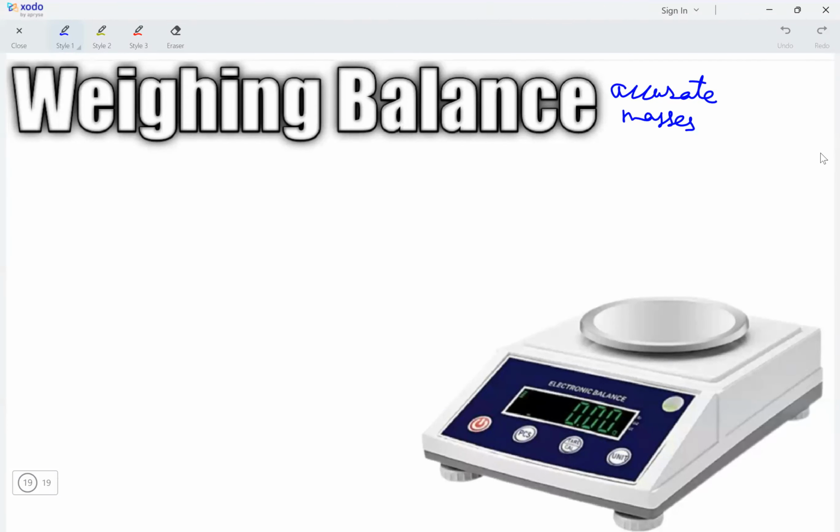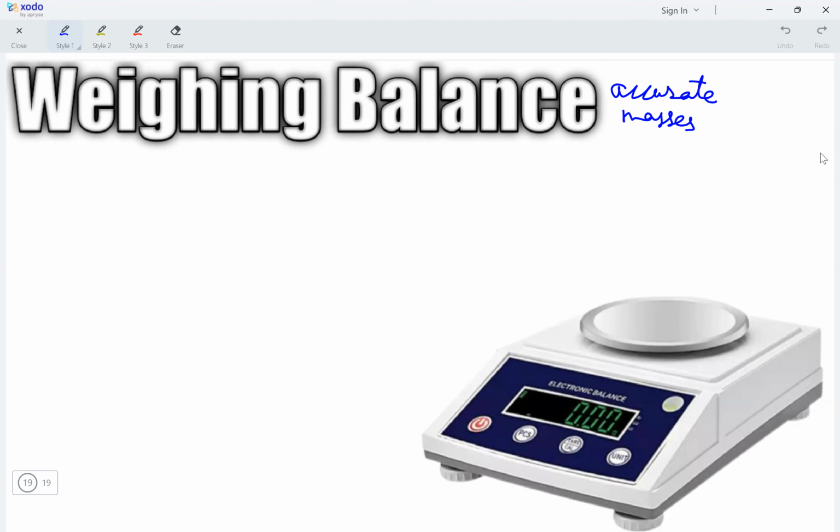However, we can also do the same experiment without using the tare facility. We place the beaker on the weighing balance and note the reading of the mass of the beaker. Then we add, or rather place, a test tube inside that beaker, and then look at the increase in mass. The difference between the two masses would give us the mass of the test tube.